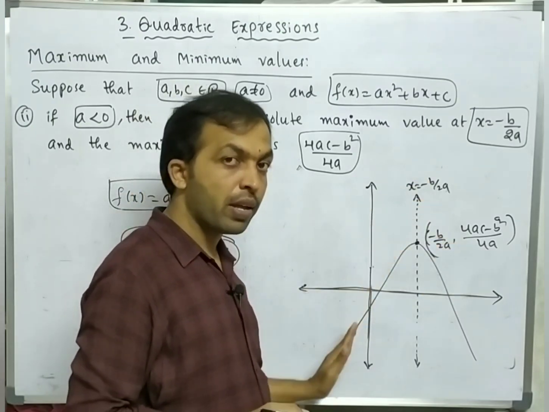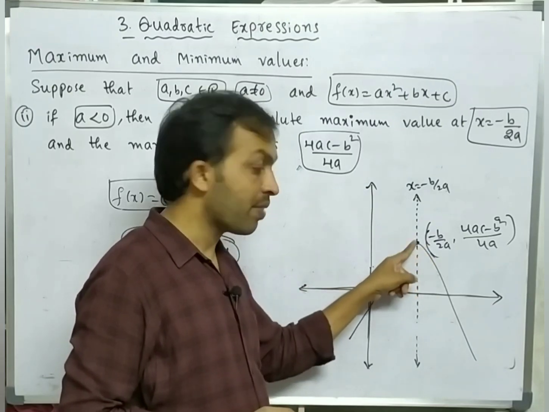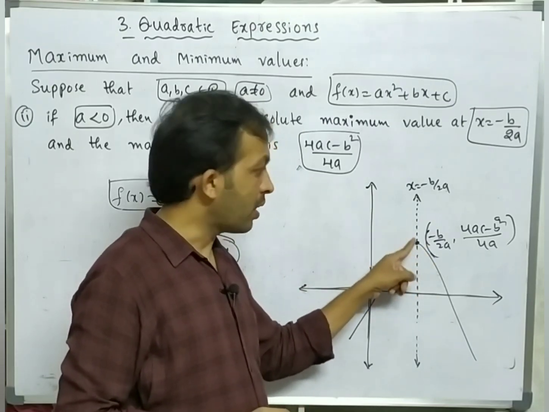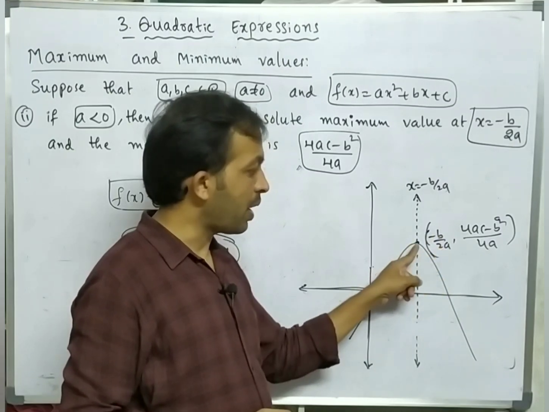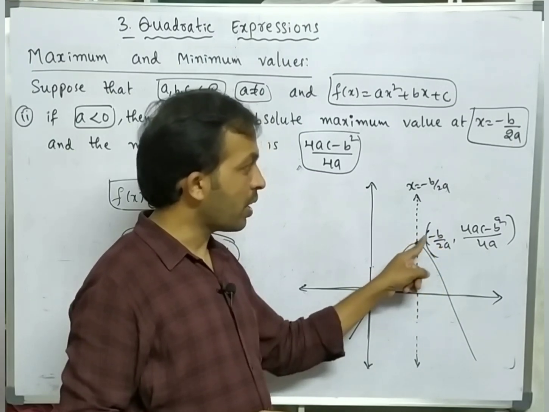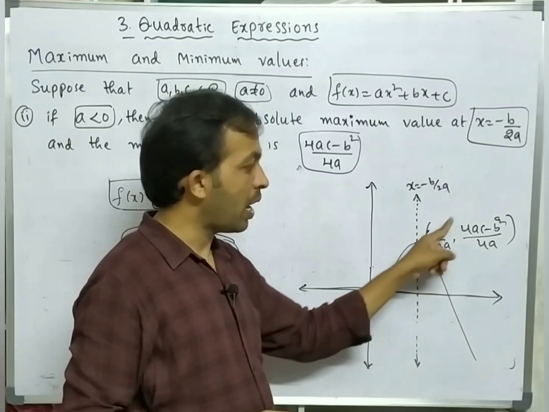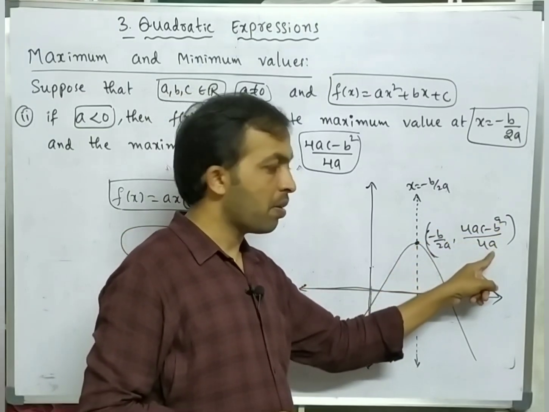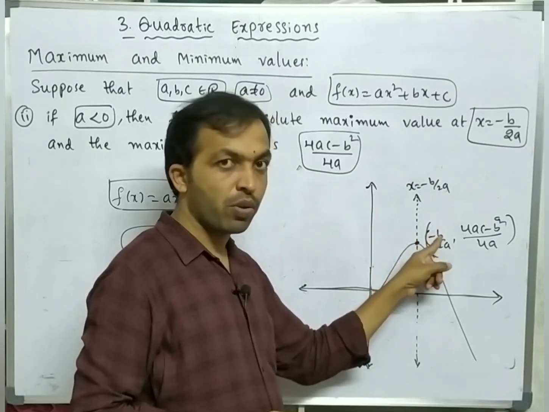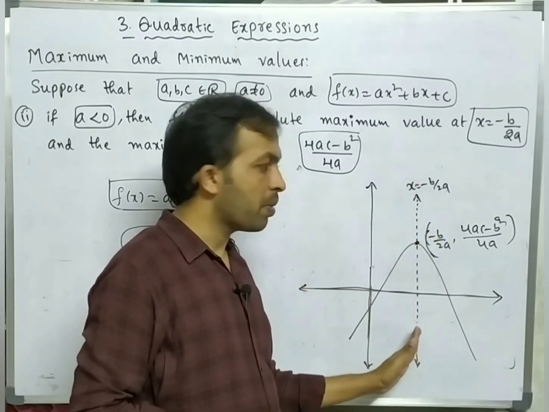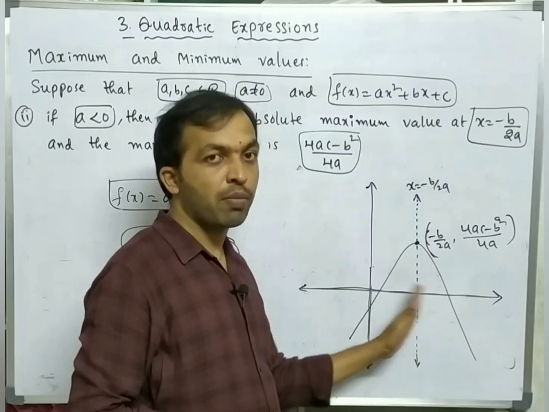The point where the parabola changes its direction is called the vertex of the parabola, and the vertex is at minus b by 2a. This is the absolute maximum point, which exists at x is equal to minus b by 2a, and the value is 4ac minus b square by 4a. That is the absolute maximum which exists at x is equal to minus b by 2a, and here x is equal to minus b by 2a is the axis of symmetry of the given parabola.